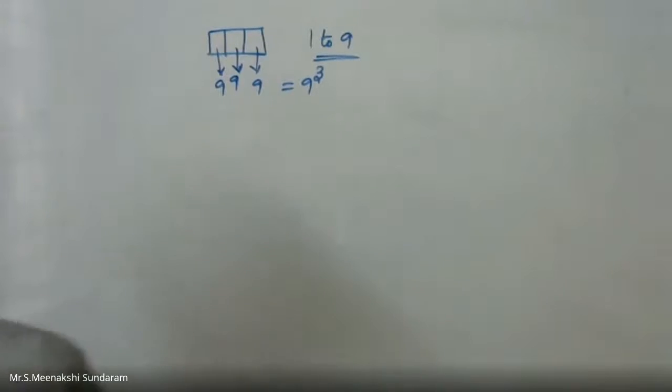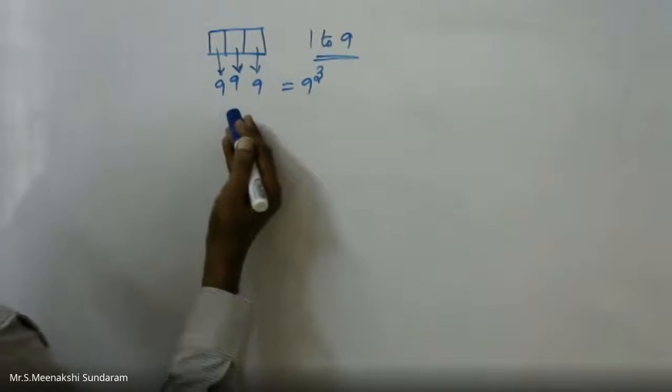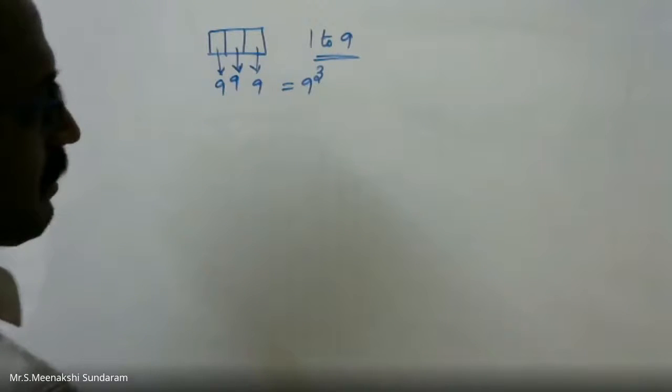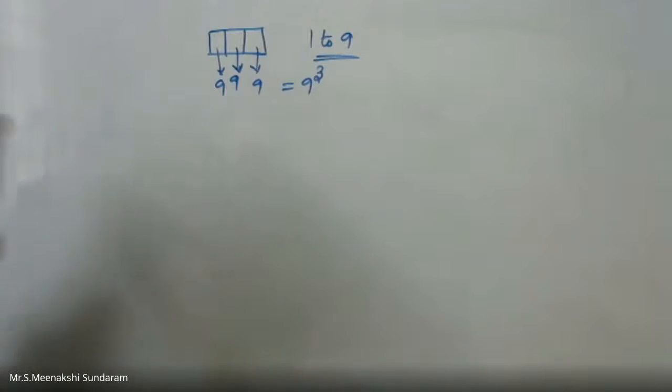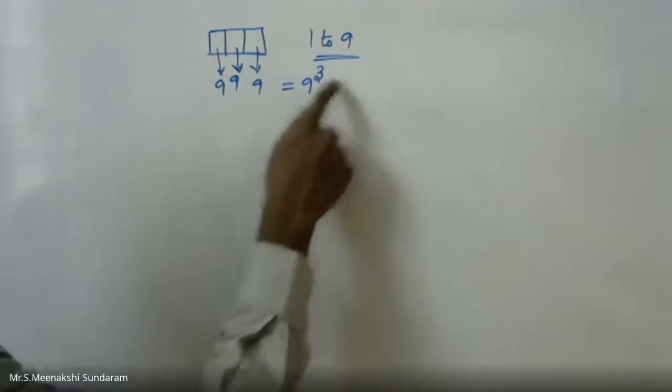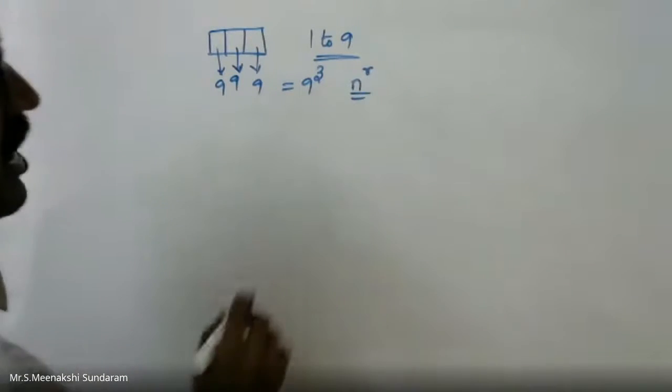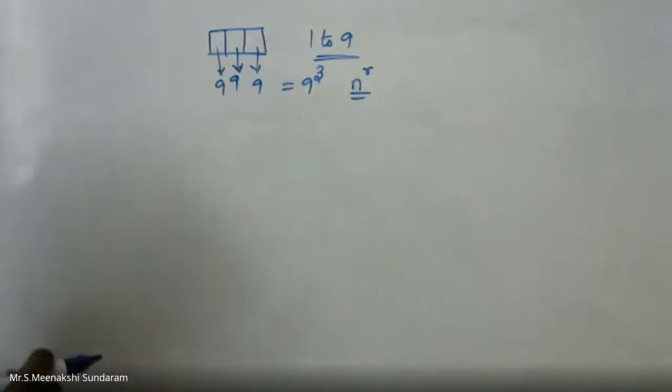So repetition is allowed, meaning 9, 9, 9. So 9 cube. That is a permutation. It is a repeated way. That is n power r. Out of n, we can repeat, meaning n power r. That is repetition in permutation.